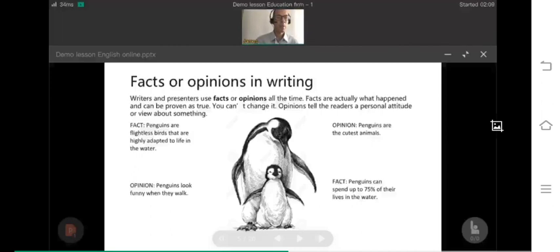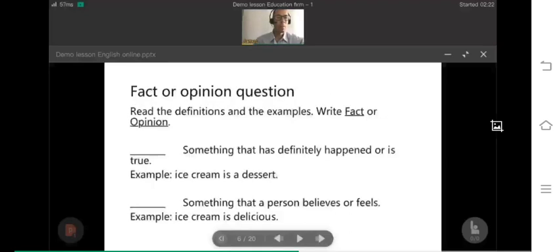Penguins can spend up to 75% of their lives in water. Fact or opinion? Yes, it's a fact. Well done, students. Read the definitions and examples. Write fact. This time we're going to say fact or opinion. Who can get this right? Something that has definitely happened or is true. For example, ice cream is a dessert. Who thinks that's fact and who thinks it's an opinion?